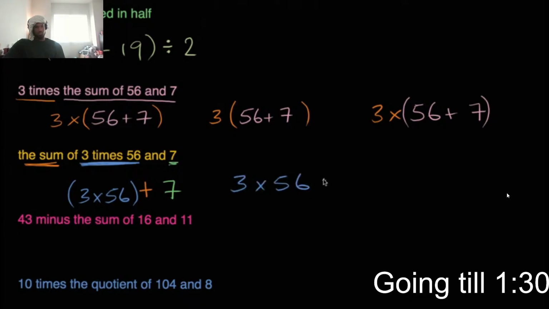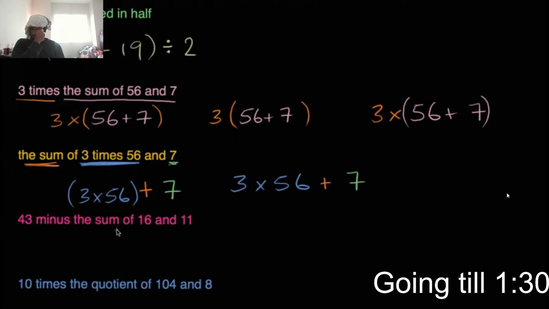If someone were to just write this, 3 times 56 plus 7, this can still be interpreted as the sum of 3 times 56 and 7. Because as I just said, the convention, so to speak, is to do your multiplication first. Order of operations, which you will be familiar with soon, is to do the multiplication first and then the addition. But just to make it clear, it doesn't hurt to put the parentheses there, 3 times 56 plus 7.